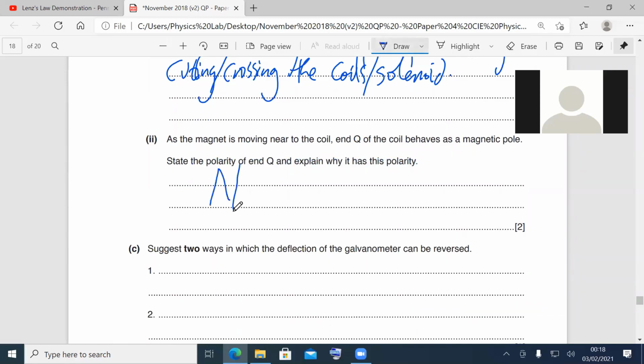State the polarity on end Q: that is north. And explain why it has this polarity: to repel the magnet. Okay, very good. The end repels the magnet. And we know that from what Janavi told us, like poles repel each other. So if there's a repulsion, then that is a sure way of telling that the poles are the same.